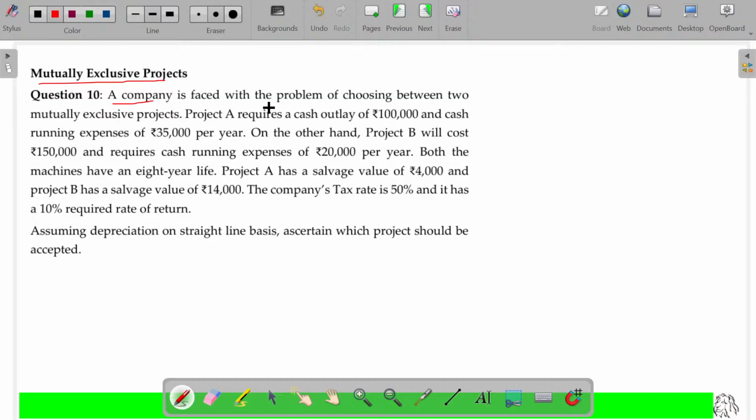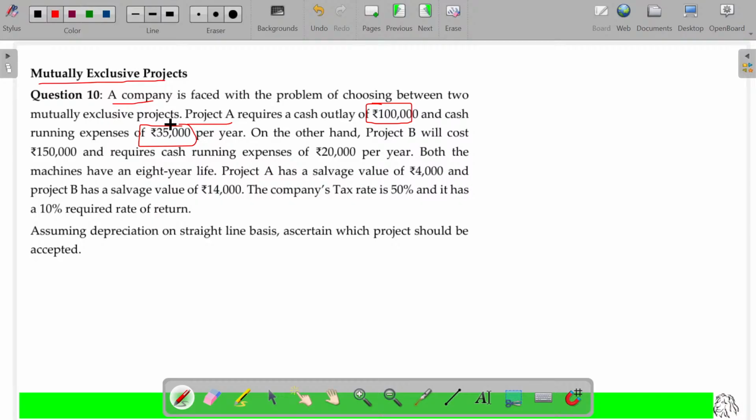A company is faced with the problem of choosing between 2 mutually exclusive projects. Project A requires a cash outlay of rupees 1 lakh and cash running expenses of 35,000. One of the beautiful illustrations. Until now we have studied cash inflow, but here we don't have cash inflow, only cash outflow.